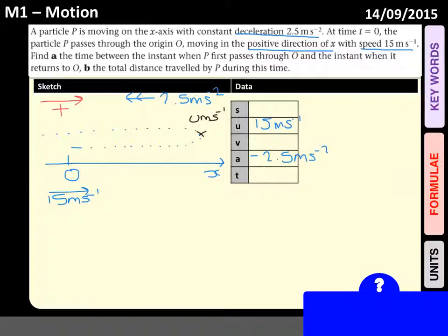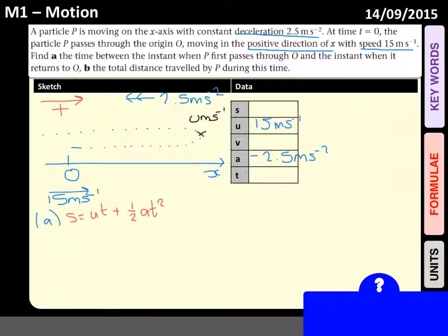First of all, we're asked to find the time between the instant when P first passes through O and the instant when it returns to O. So in this case, we're not thinking about distance with Suvat, we're thinking about displacement. So by the time it's returned back to the origin, it hasn't actually changed position, therefore its displacement is 0. So for this part of the question, we can treat S as being equal to 0. So now we've got S, U and A. We're selecting our formula, and we're trying to find T. So we're looking for one with S, U, A and T, which is going to be S equals UT plus a half AT squared.